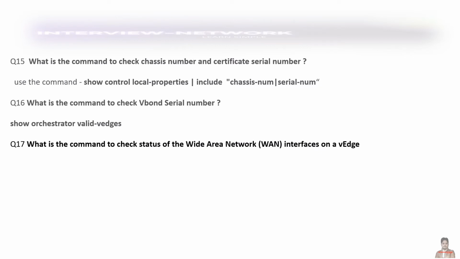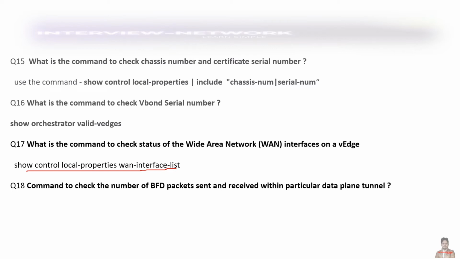Then, what is the command to check the status of the WAN interface on vEdge? Show control local-properties wan-interface-list. That is a very important command whenever you troubleshoot any WAN related issues on edge devices. The next question is, what is the command to check the number of BFD packets sent and received within a particular data plane tunnel? The command is show tunnel statistics bfd.